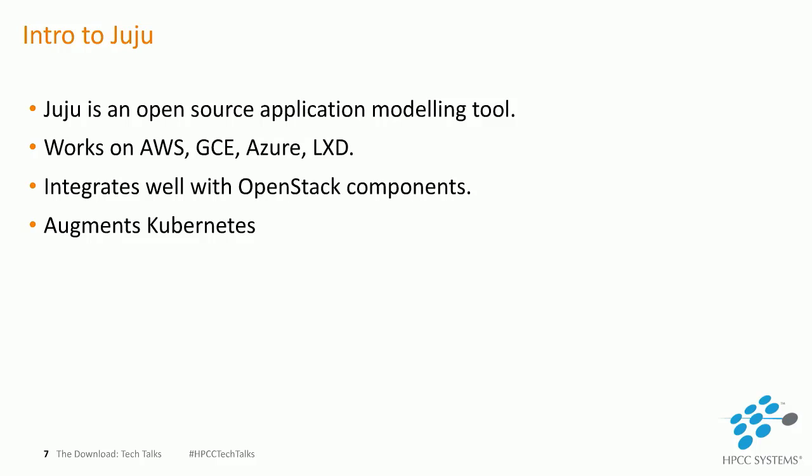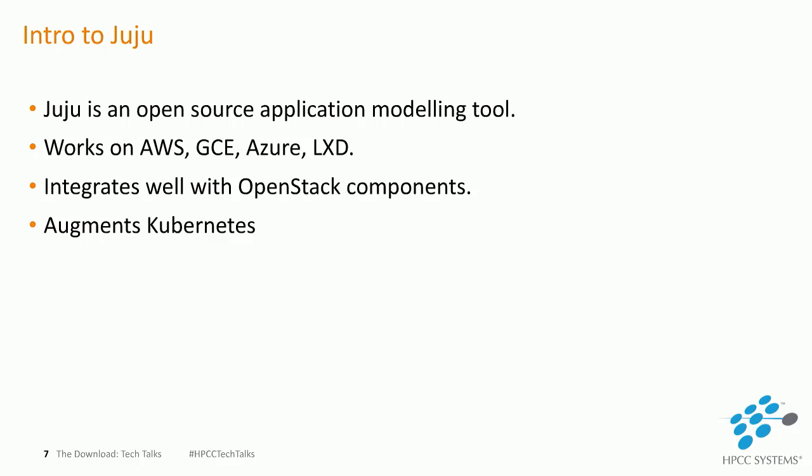So what is Juju? First off, Juju is an open source application modeling tool. Basically what that means is it allows you to deploy nodes, deploy your applications onto the clusters. It will provision the node, configure the node, start the application, take down the application, it will do everything for you. It works on multiple cloud environments. It supports AWS. It supports Google Cloud. It supports Azure. It supports local deployment through LXD clusters.